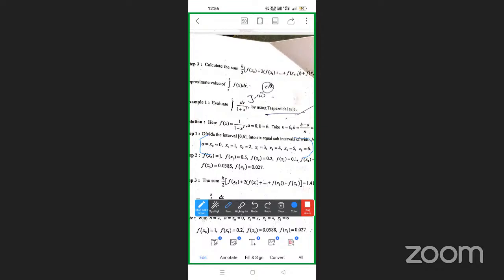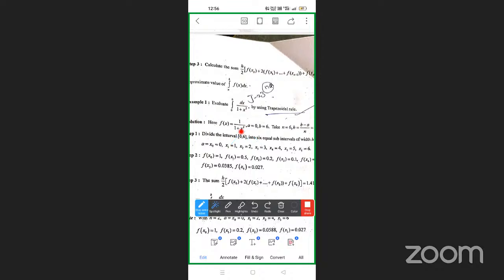Next, we calculate the corresponding y values, which are f of x0, f of x1, and so on. Put x equal to 0: f of 0, that is f of x0, is equal to 1. Substituting x equal to 0 we get f of x0 as 1. Next, x equal to 1 gives f of x1, x equal to 2 gives f of x2, x equal to 3 gives f of x3, x equal to 4 gives f of x4, and so on up to f of x6.